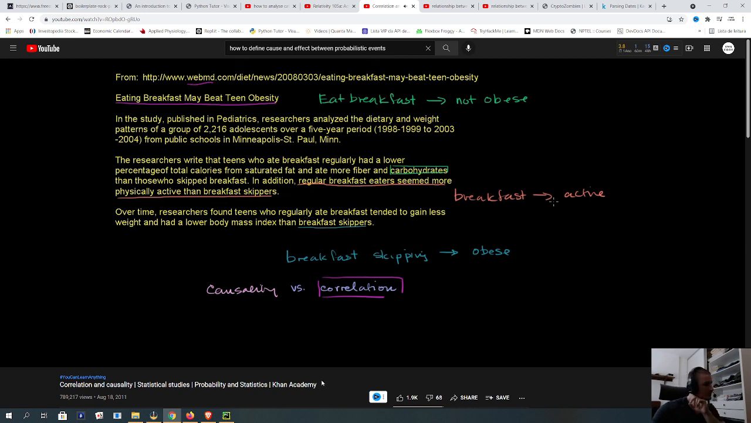So, for example, they're saying breakfast causes activity, or they're implying breakfast causes activity. They're not saying it explicitly, but maybe activity causes breakfast. Maybe people who are active are more likely to be hungry in the morning. Activity causes breakfast, and then you start having a different takeaway. Then you don't say, wait, if you're active and you skip breakfast, and I'm not telling you that you should. I have no data to do that.